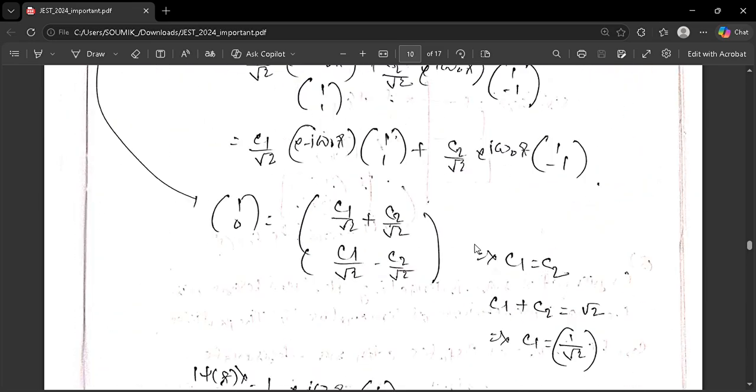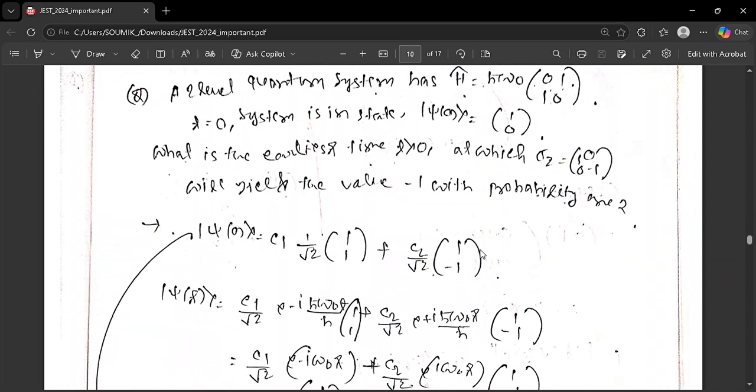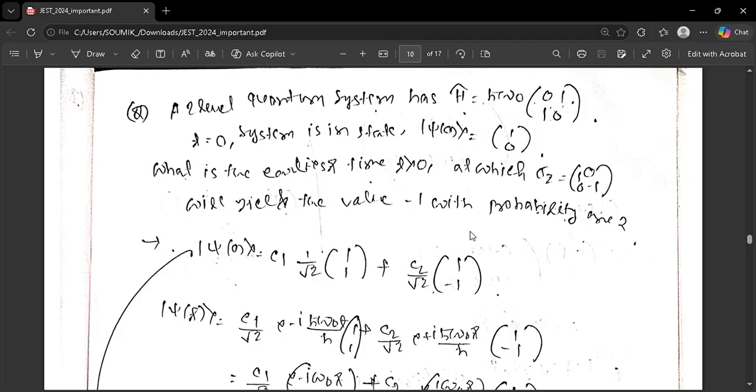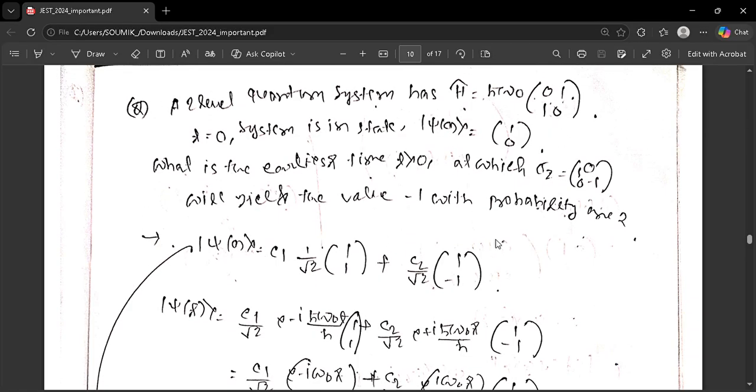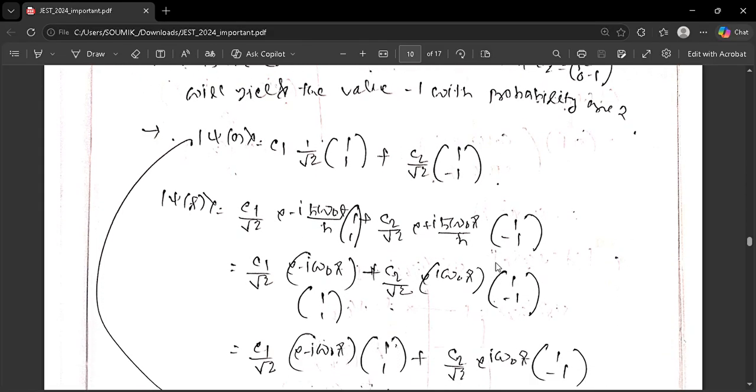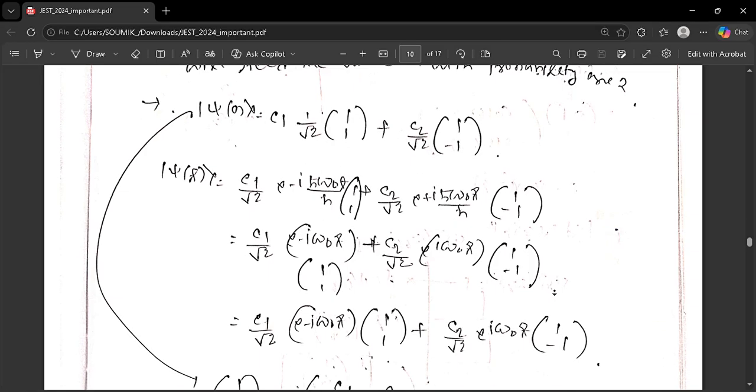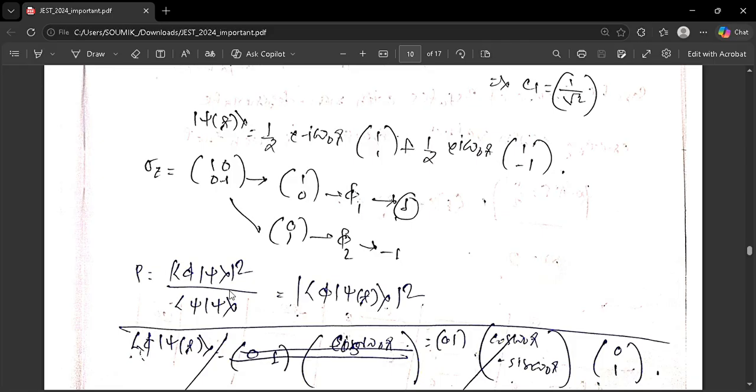So again, this question is very interesting, and they frequently ask it in different exams, CSIR NET, GATE, JEST, also TIFR. Firstly, you have to write down the initial state as a superposition, a linear combination of the two eigenstates of this Hamiltonian. Then you can evolve psi t using the rule, and then this is the final probability equation.